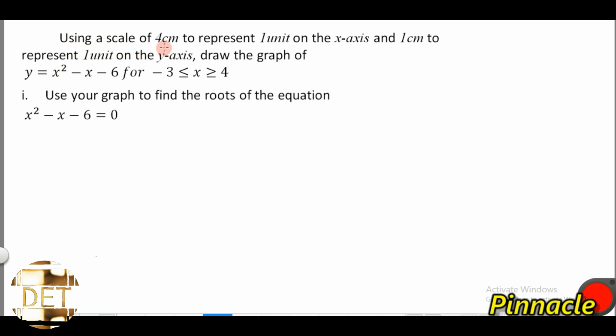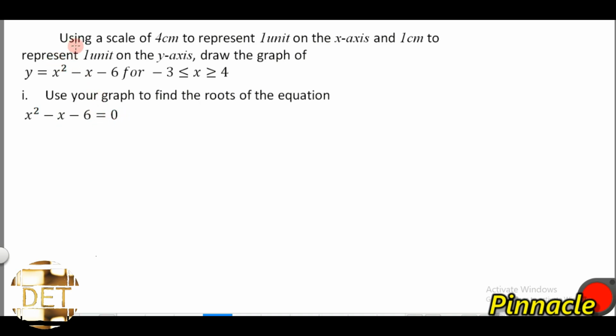Using a scale of 4 centimeters to represent 1 unit on the x-axis and 1 centimeter to represent 1 unit on the y-axis, draw the graph of y is equal to x squared minus x minus 6 for a value of x ranging from minus 3 to 4. And then the question underneath is, use your graph to find the roots of the equation x squared minus x minus 6 is equal to 0.